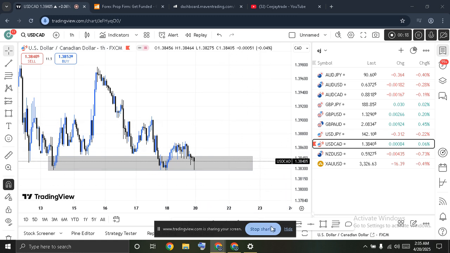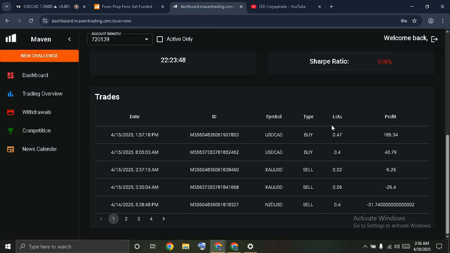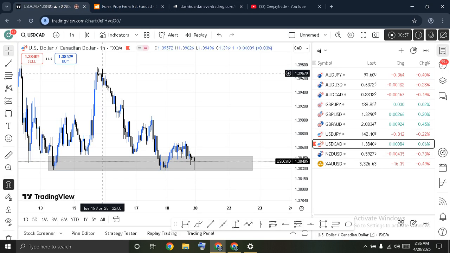Okay, so I want to do a breakdown of a USD CAD trade I took last week, and I used this trade to pass phase two of my prop firm challenge. This is the trade here. I want to show it because there were two entries there.